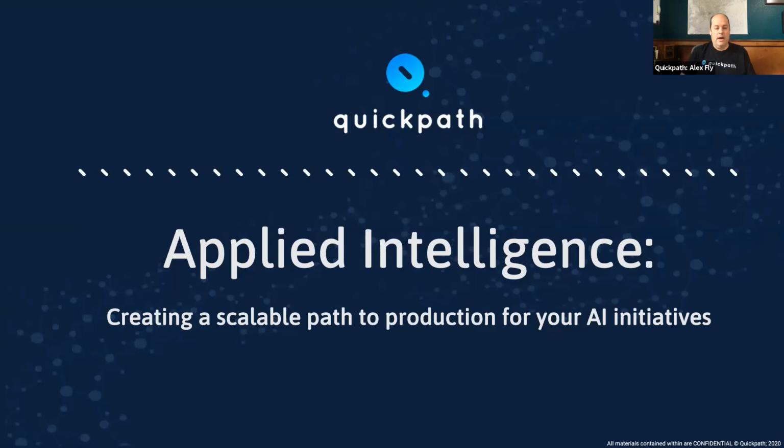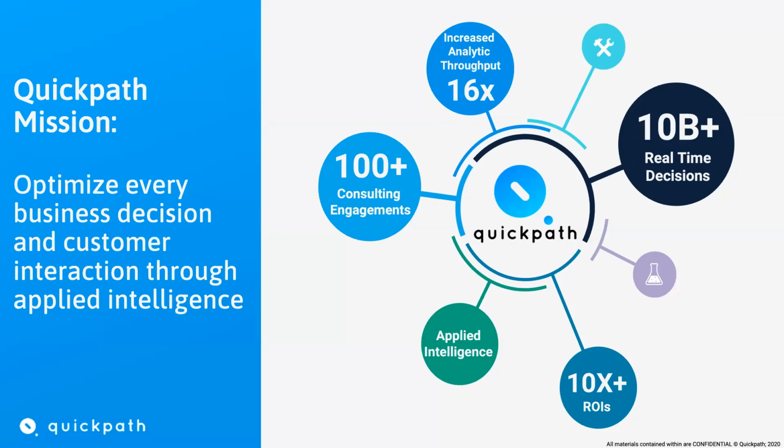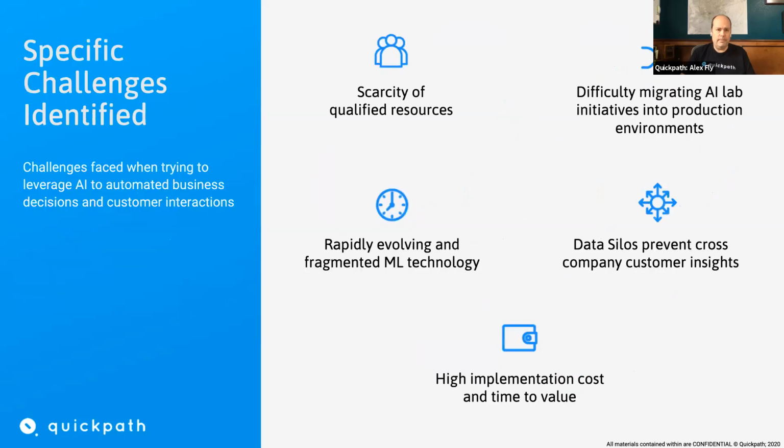As I mentioned, I am Alex Fly. I'm the co-founder and CEO of QuickPath, where our mission is to help customers optimize every business decision and customer interaction through applied intelligence. And as a data and analytics company, we've been doing this using ML to optimize billions of decisions for nearly 15 years. But as we've been doing this, going from customer to customer, we've identified some very specific challenges that are faced when trying to leverage AI to automate these business decisions.